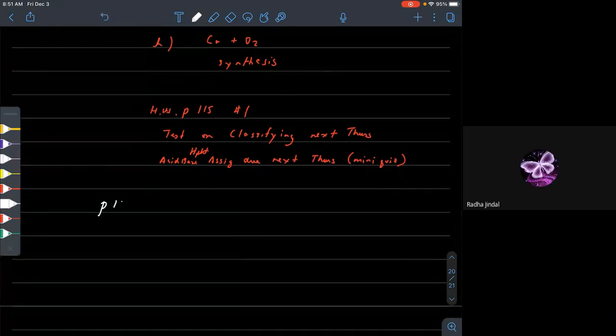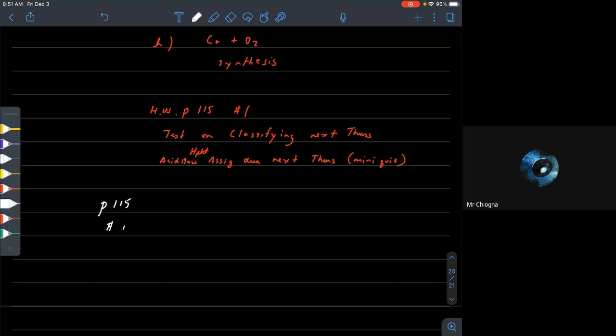So this is page 115. We're working on number one. Someone's got their mic on, or is it me? No, it's not me. Someone else. Guys, someone's got their mic on. Okay.